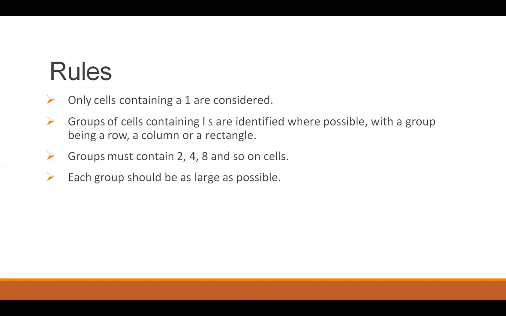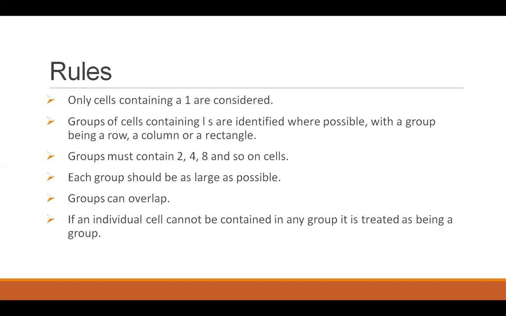You can make the group as large as possible. You can make a group of 4, a group of 8, or a group of 2, in powers of 2. A 1 can be a part of multiple groups. A 1 can belong to more than one group. And if an individual cell cannot be contained in any group, it is just added at the end of the K-map answer.